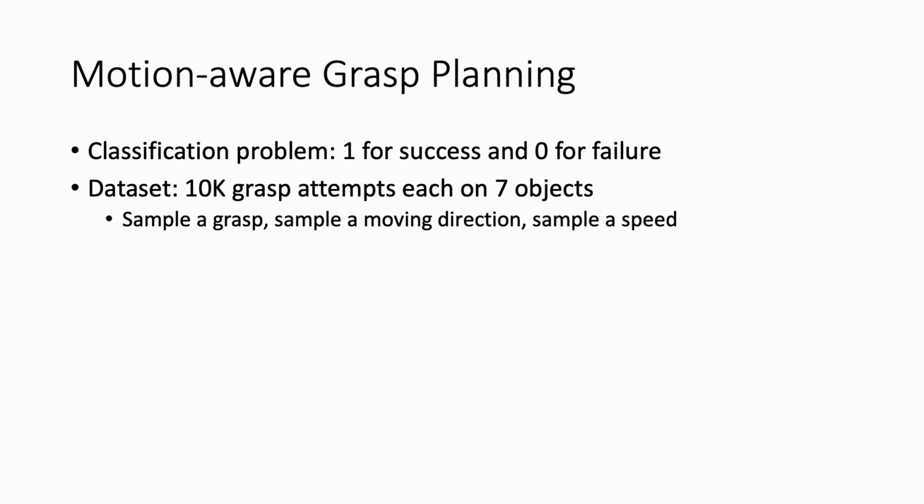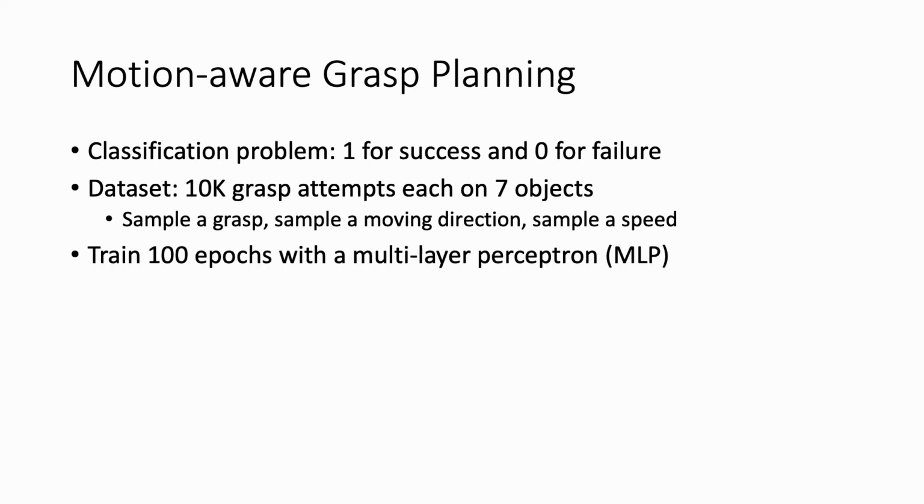We collect a dataset of 10k grasp attempts, each on 7 objects. For each of the data points, we sample a grasp from our database. We sample a moving direction and sample a speed. The simulator executes the grasp and labels the data point. We train a multi-layer perceptron network for 100 epochs. We're able to achieve an accuracy of 0.96.